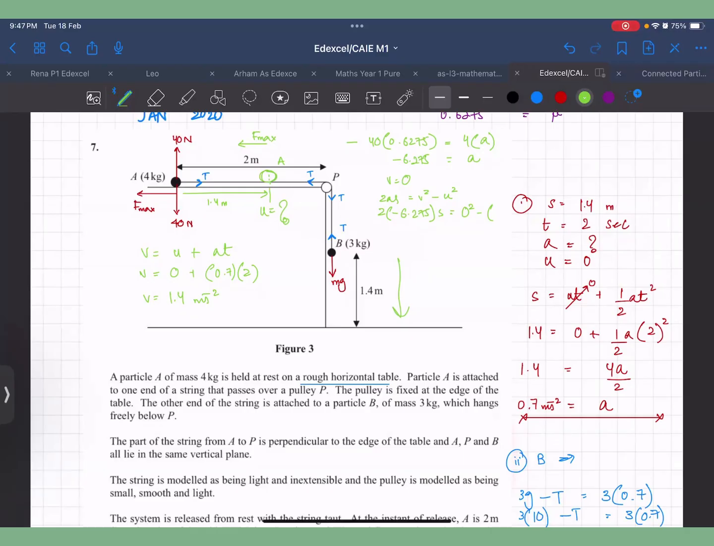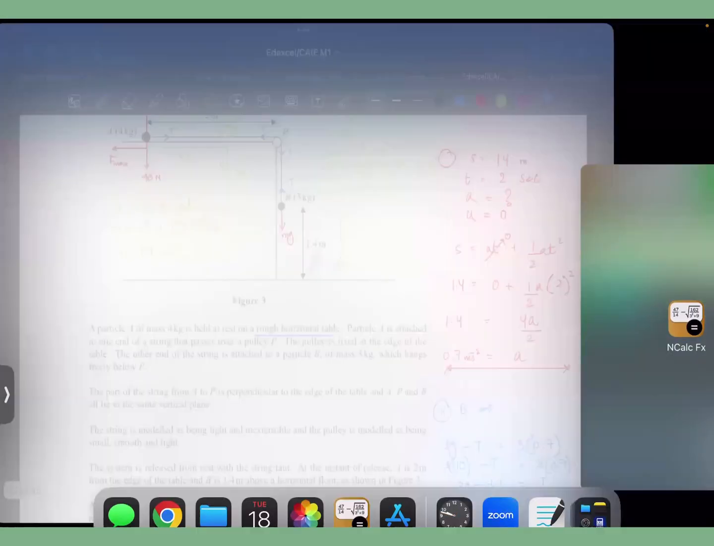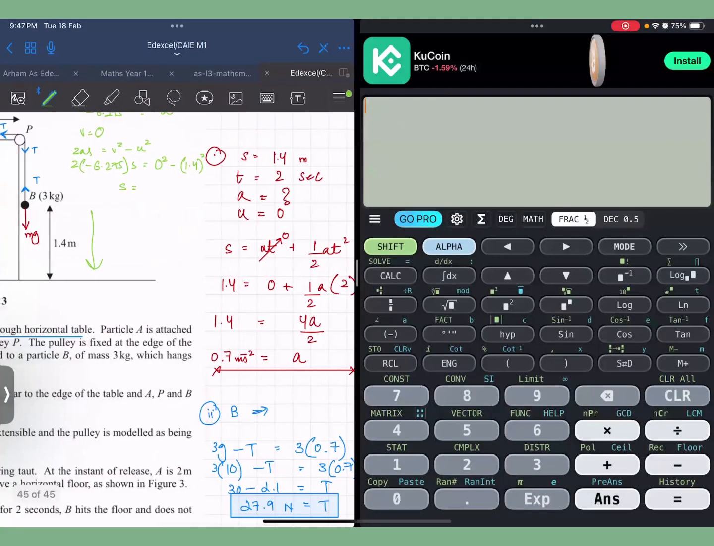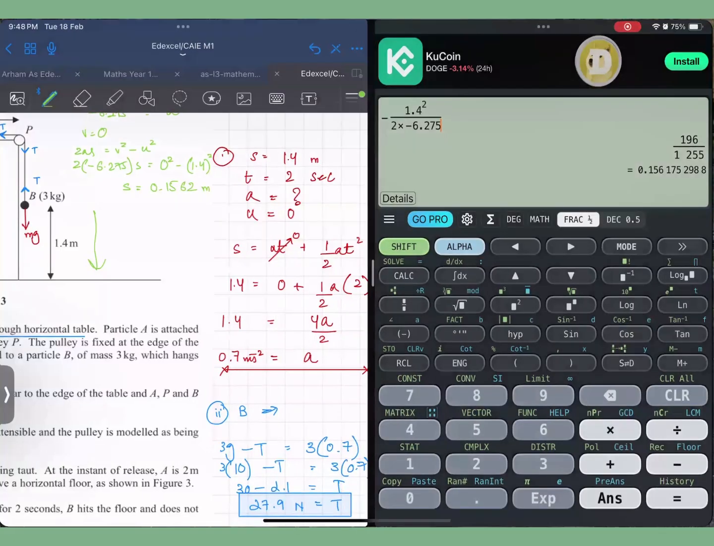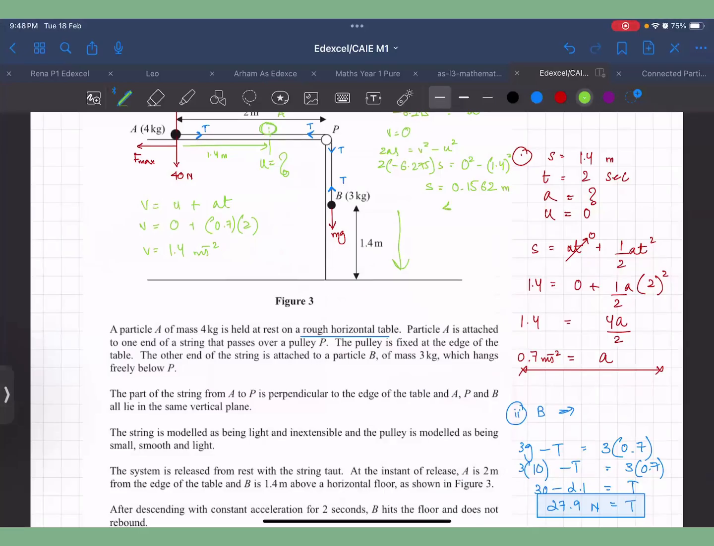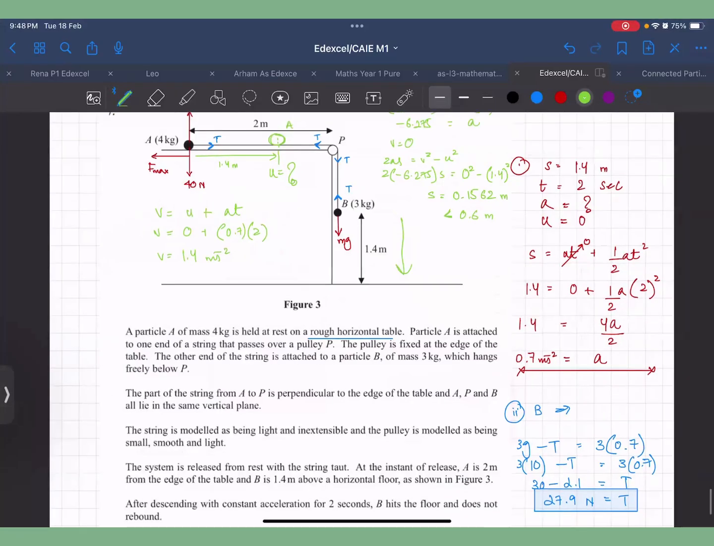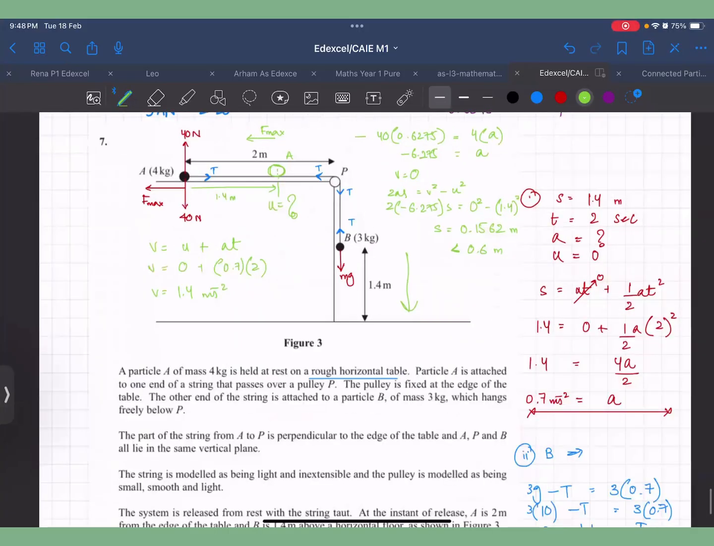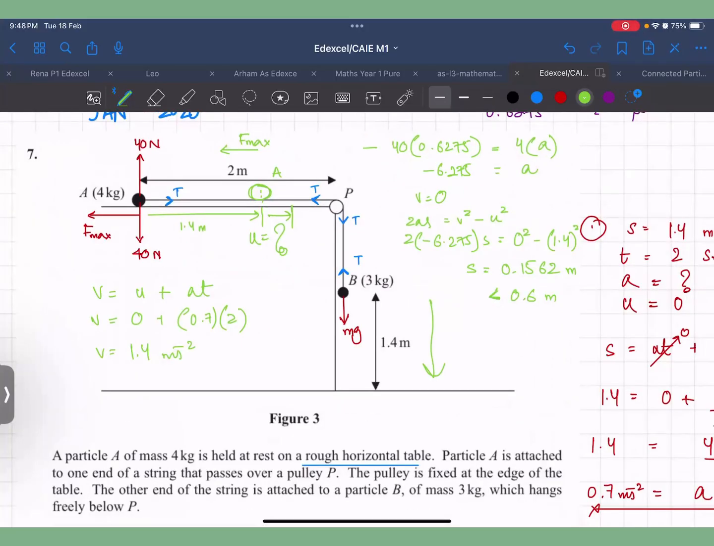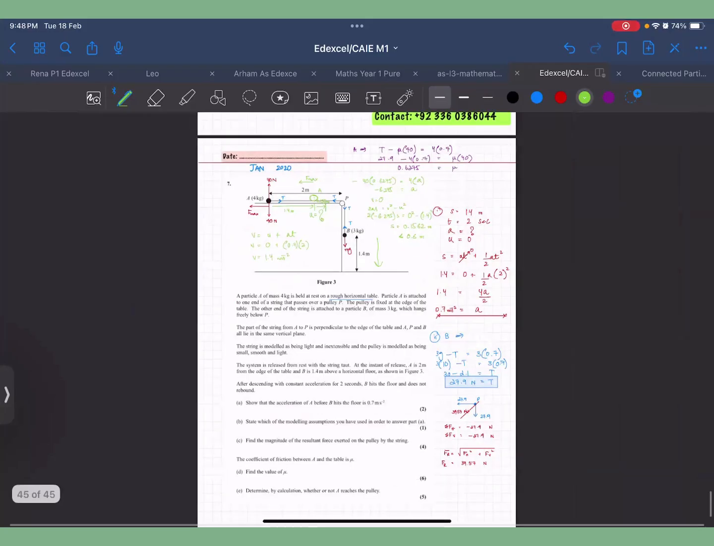So 1.4 is the initial velocity, and for the displacement, let's see. I think it won't be negative, 1.4 squared divided by 2 times negative 6.275. So 0.1562 meters, which is less than the 0.6 meters. This means it will not reach P, isn't it? It will stop after moving a few more 0.156 meters. Okay, do you get it?